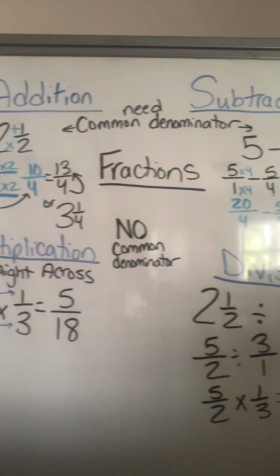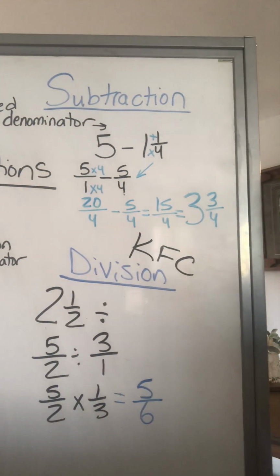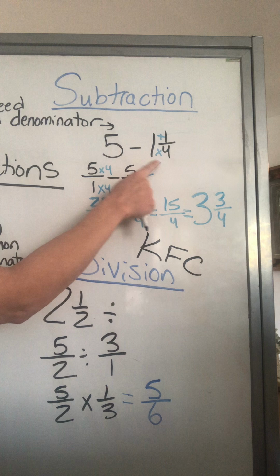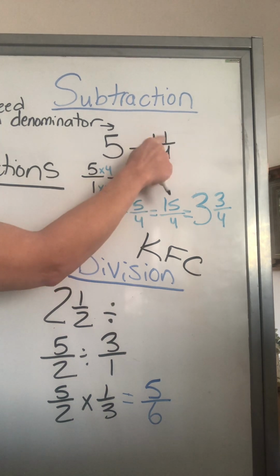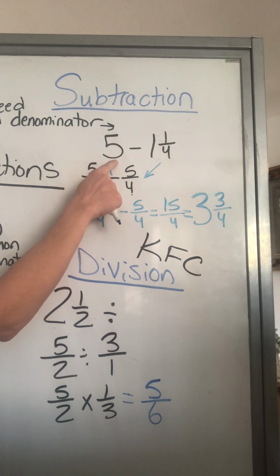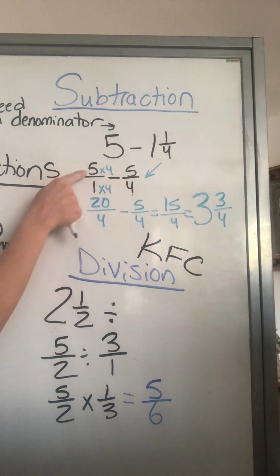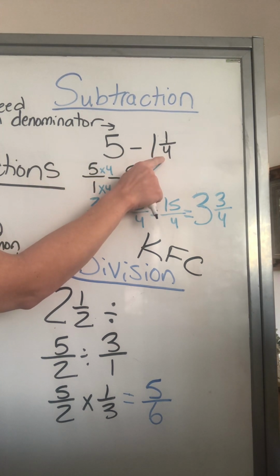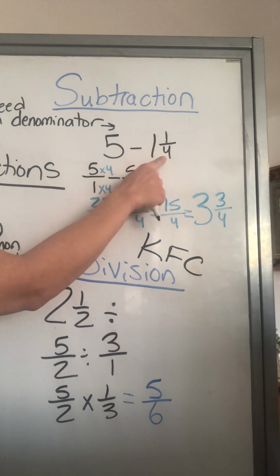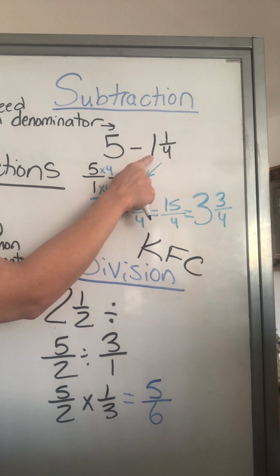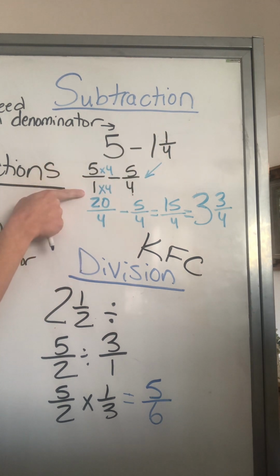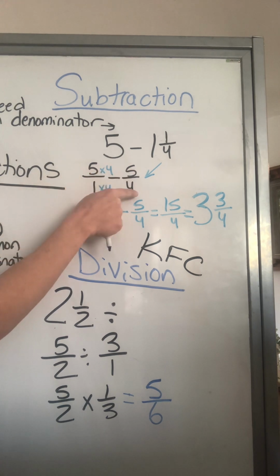Let's look at a subtraction problem for review real quick. Our subtraction problem, we've got 5 minus 1 1/4. Remember that your whole number has to go over a 1. So you've got 5/1 now. We've got to change this from a mixed number to an improper fraction. So we have to do 4 times 1, which is 4, add the 1 on top, which is 5. Now we have 5/1 minus 5/4.